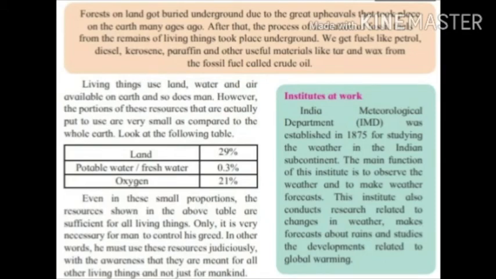Also, an institute that works on this is the Indian Meteorological Department, or you can call it IMD, which was established in 1875 for studying the weather in the Indian subcontinent. The main function of this institute is to observe the weather and to make weather forecasts. This institute conducts research related to changes in weather, makes forecasts about rains and studies developments related to global warming. So students, here we finish the revision part of our lesson.